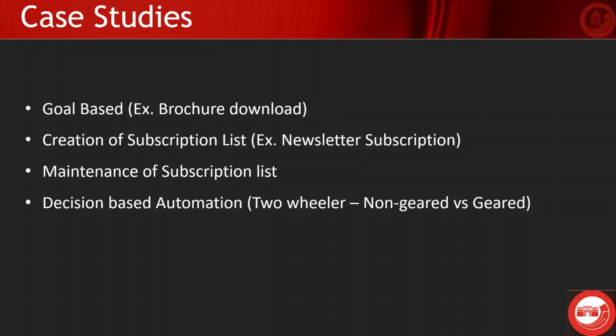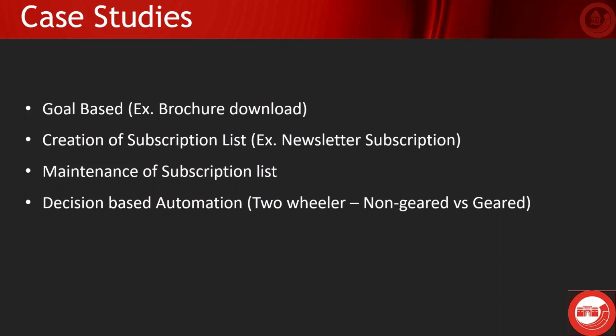So first is a goal based one, right? I've taken an example of brochure download, but technically with goal based, you can create any goal, you can assign it to anything, or you can write custom logic to trigger this goal, and then you can just use it in your marketing automation and it will work the way you want. So let's discuss the brochure download goal, right?